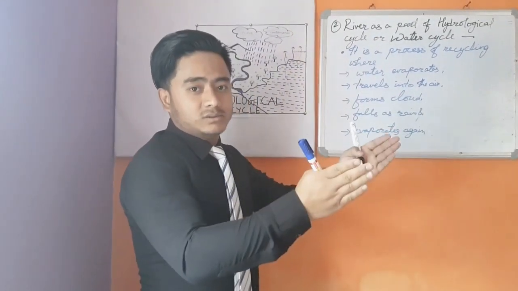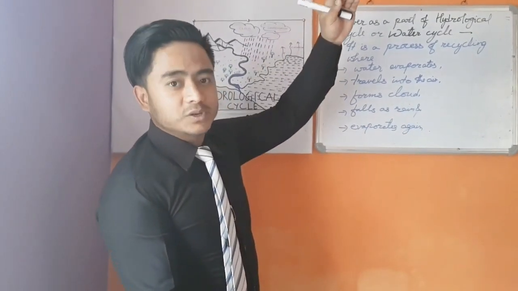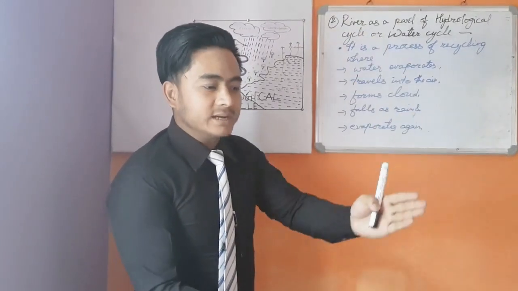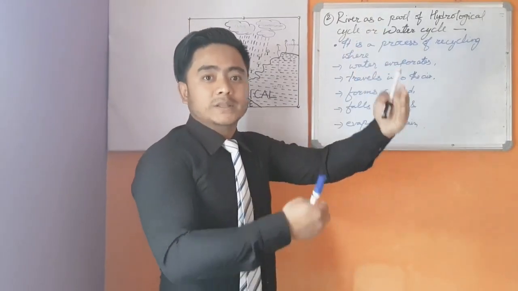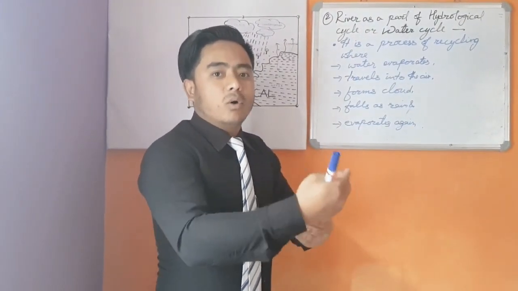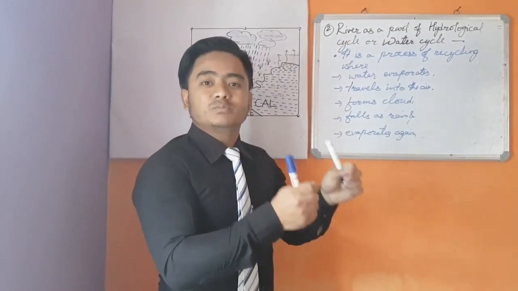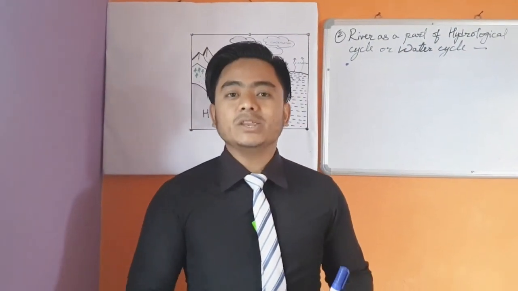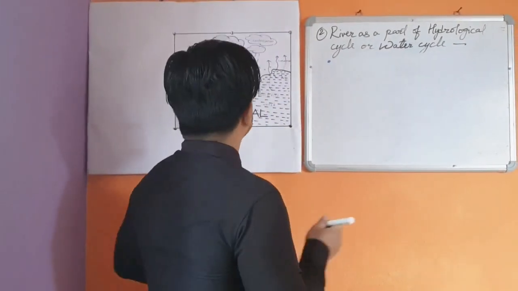This process where the water from the earth goes into the atmosphere and the water from the atmosphere again falls back on the ground and again goes into the atmosphere. This cycle of water from the earth to the atmosphere and back to the earth is called the hydrological cycle. Let me illustrate and explain the hydrological cycle with the help of a diagram.